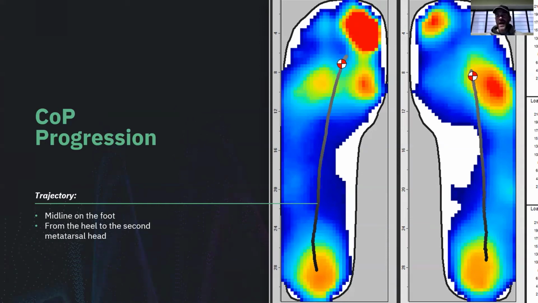Trajectory. Based on experience and clinical practical application, the center of pressure trajectory should be midline on the foot, okay, and starting from the heel to the second metatarsal head, like the picture shown in this slide.